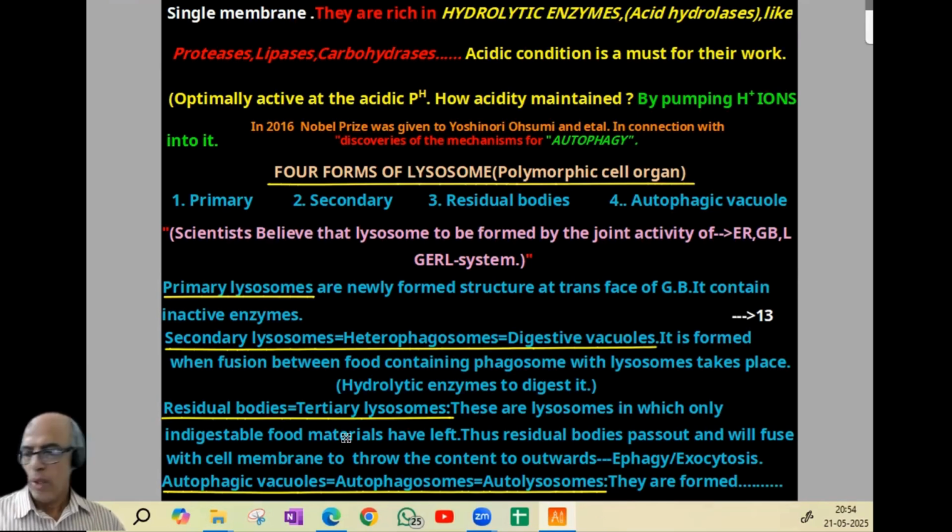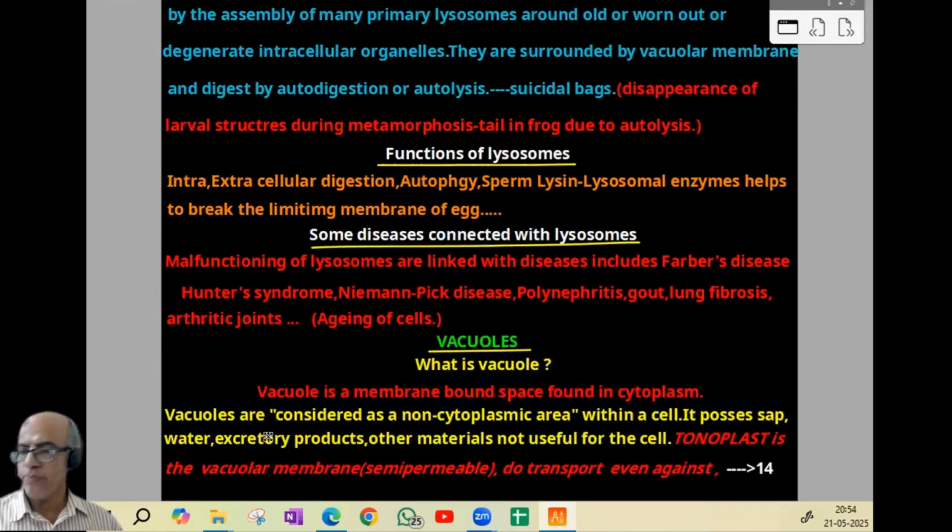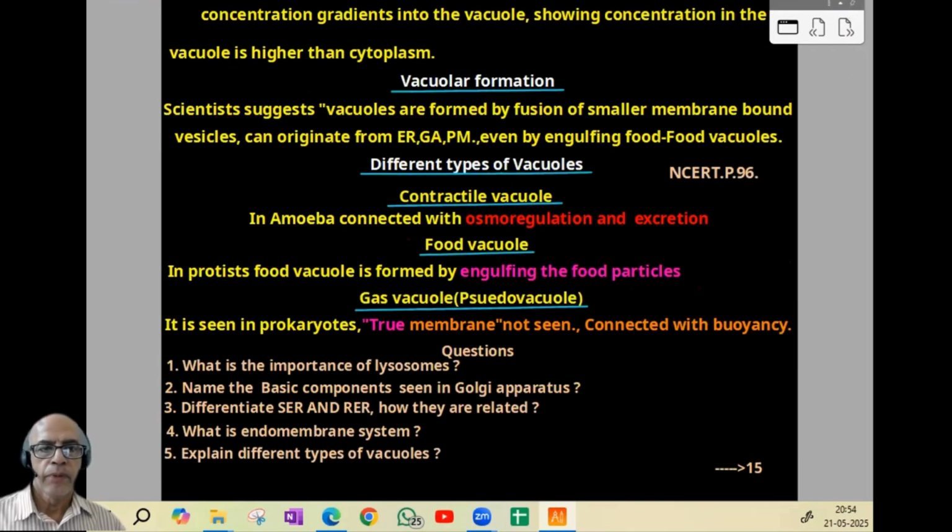Then vacuoles. What is meant by vacuole? How is it formed? The vacuolar membrane is called tonoplast. That is semi-permeable. It does transport against the concentration gradient, which is an important item, into the vacuole, showing that concentration in the vacuole is higher than in the cytoplasm. Then vacuole formation. Then different types of vacuole: contractile vacuole, food vacuole, gas vacuole, otherwise called pseudo vacuoles.